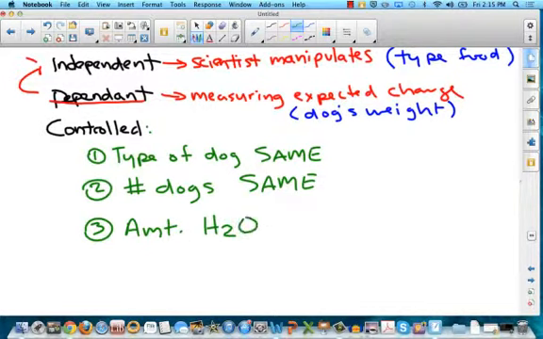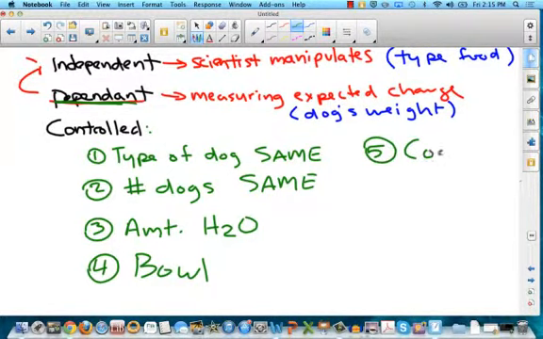What if the different type of dog, or the different number of dogs, or the amount of water causes a change in the dependent variable? Then anything that our independent variable could have shown will be blocked by not keeping these other variables controlled. So the amount of water, the bowl that the water comes in, the cage or area that the dogs are kept in, the temperature where the dogs are. All of those are controlled variables.